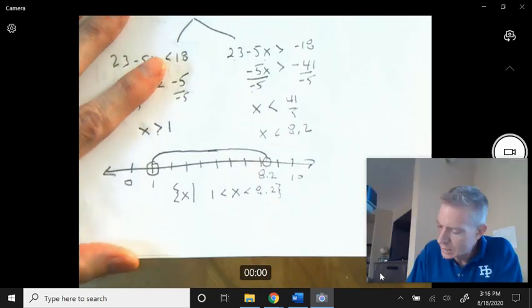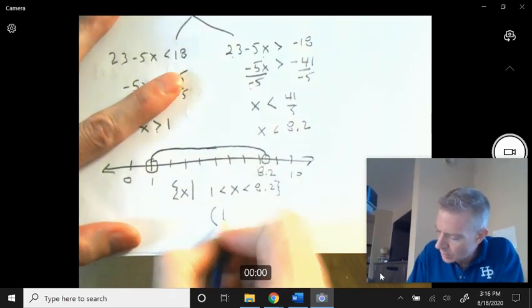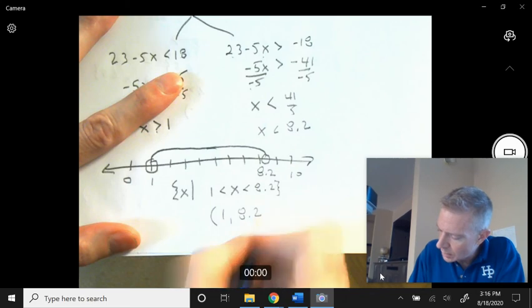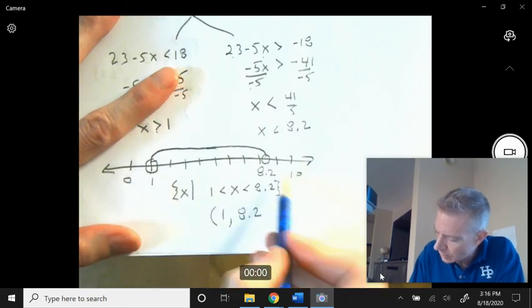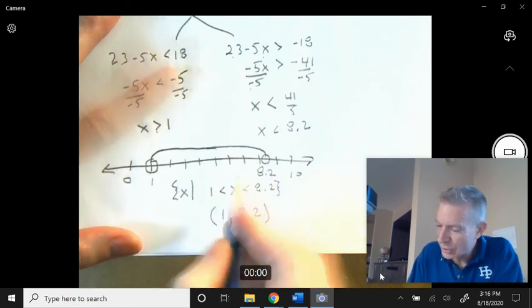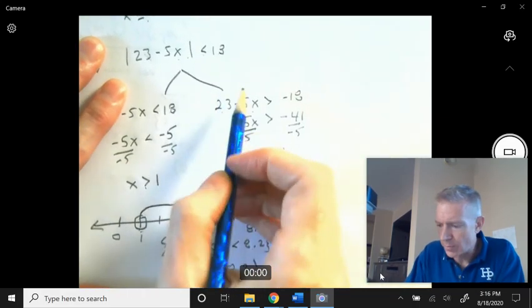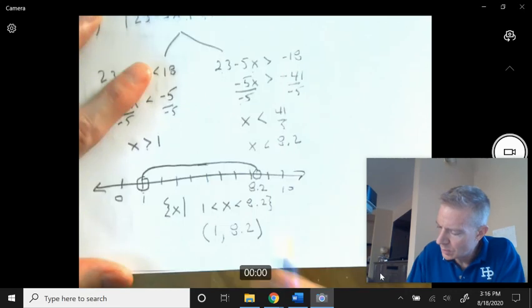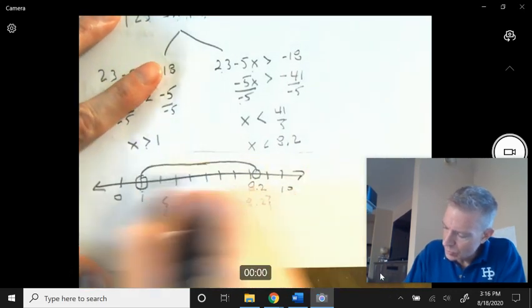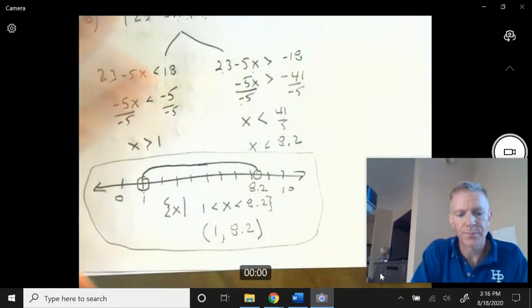And then interval notation will be all the numbers between 1 and 8.2. The lower end of the interval is 1, the upper end of the interval is 8.2. We're not including either of them. Remember, because the original problem just had less than, not less than or equal to. Okay, so there's your two answers for this one.